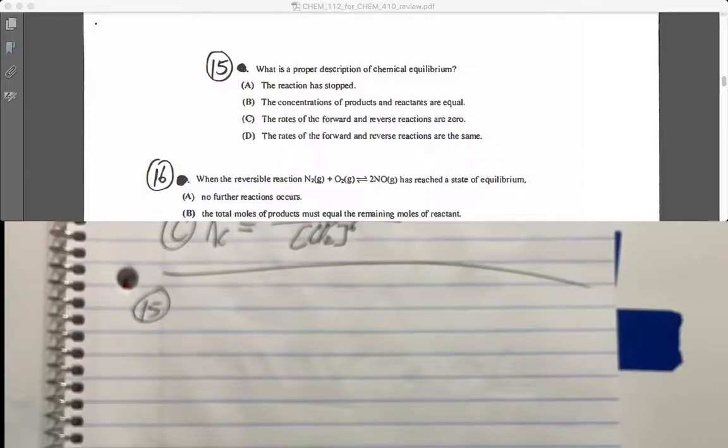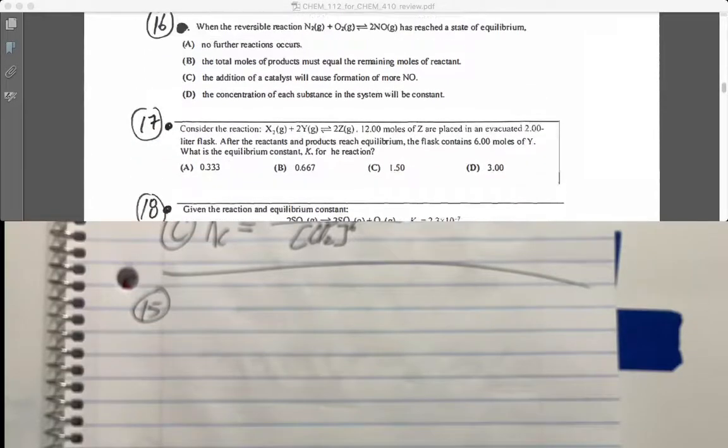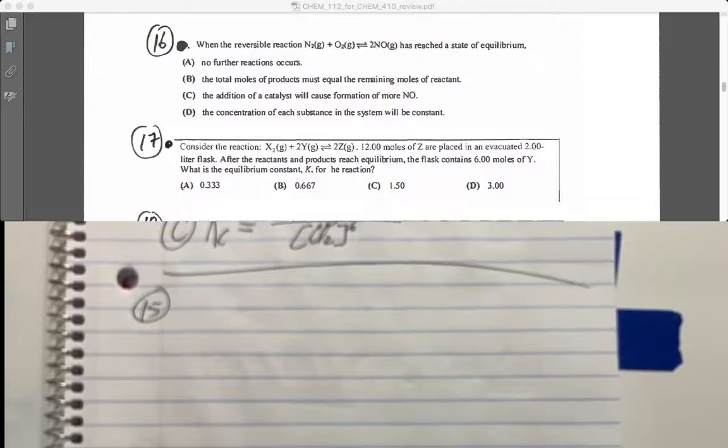The reactions can be going very quickly, the forward reaction and backward reaction both going very quickly, not going at zero. And then finally D is correct. The rates of the forward and reverse reactions are the same when chemical equilibrium is attained. Okay, a little bit more about that. When the reversible reaction given has reached a state of equilibrium, it's not true that no further action occurs. The reaction is still at the microscopic level. It's still proceeding to the left and to the right.